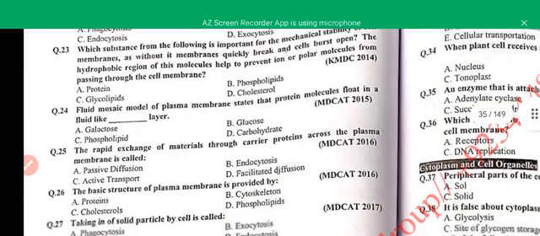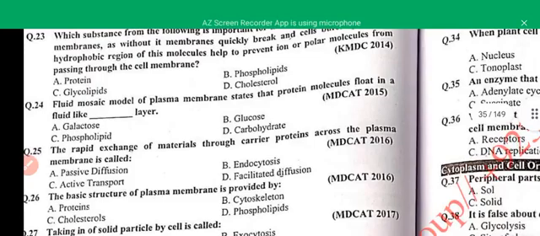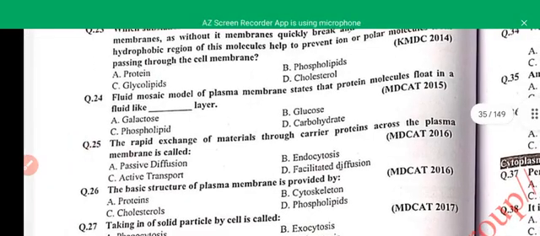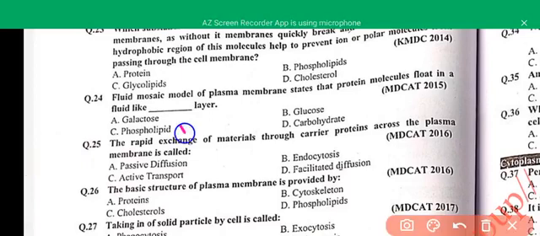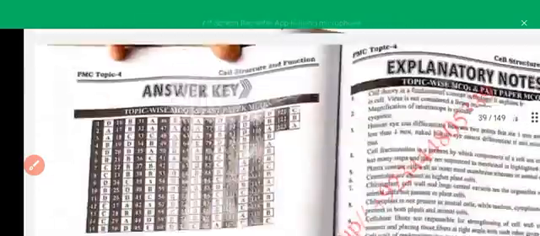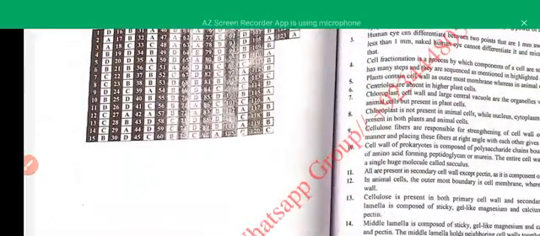The fluid mosaic model of the plasma membrane states that the protein molecules float in a fluid-like mosaic manner, in phospholipid layers. Proteins move in the phospholipid layer. C option must be best. Answer 24C. 24C is best.